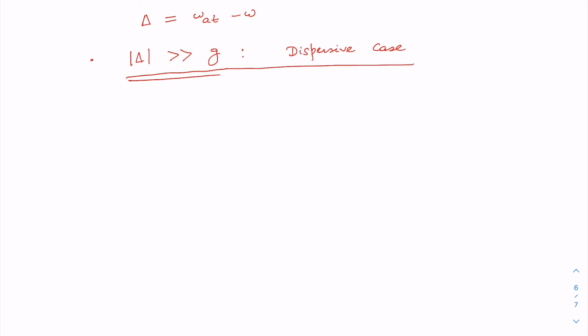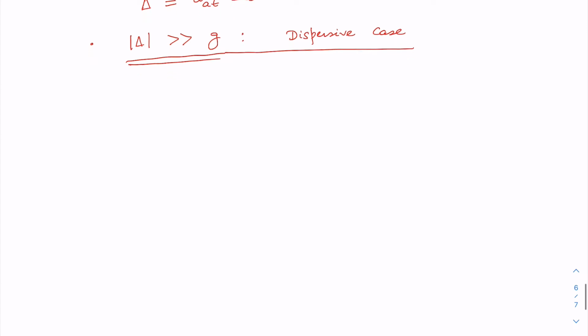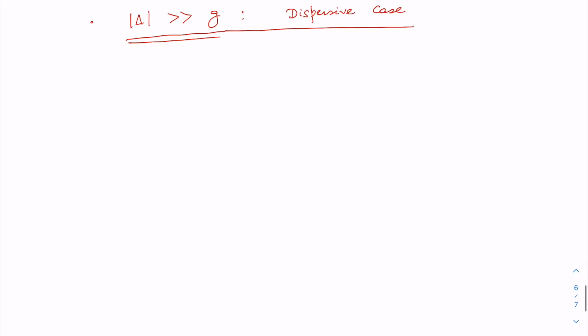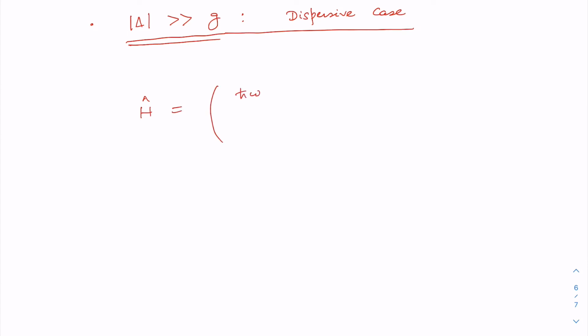We'll now analyze it in somewhat more detail. Now we know that within the rotating wave approximation, the Jaynes-Cummings Hamiltonian in the matrix form, we wrote it already under RWA. It was ħωn here, and here it is ħωn plus ħΔ, and the off-diagonal elements were ħζ√n, ħζ√n.